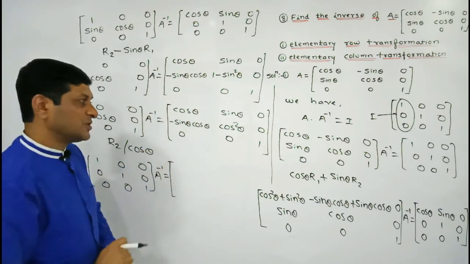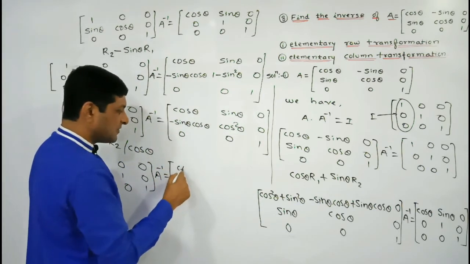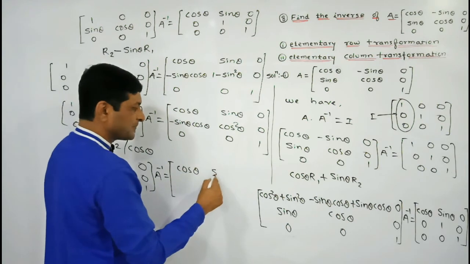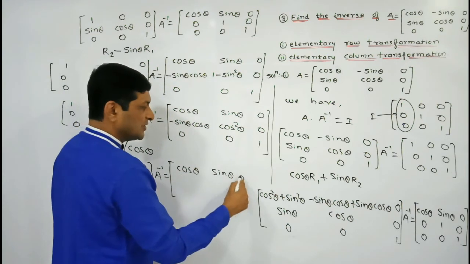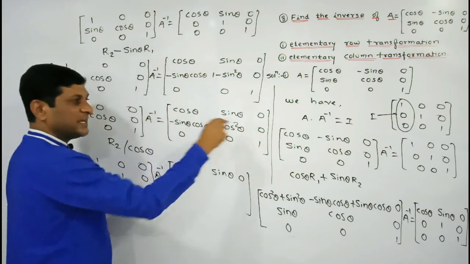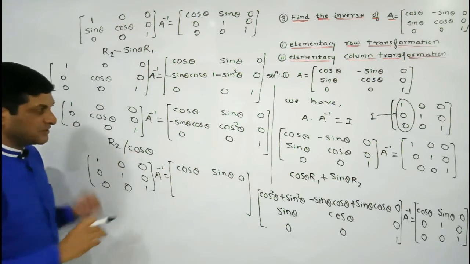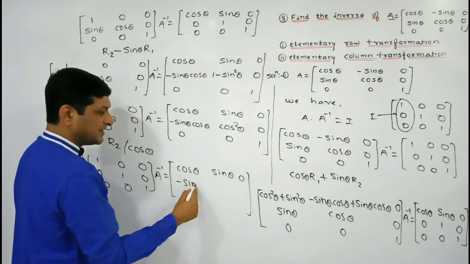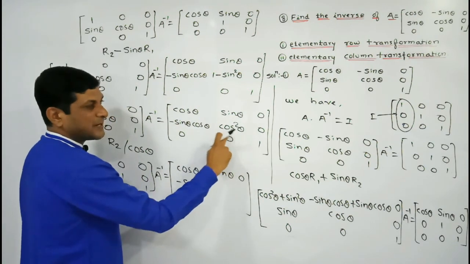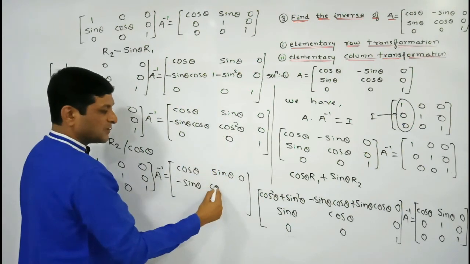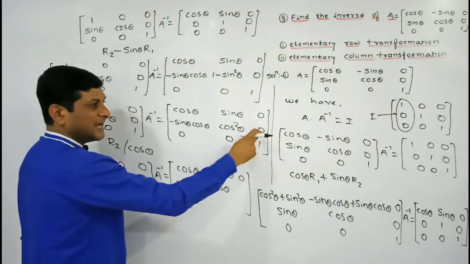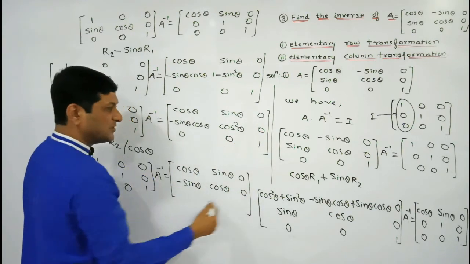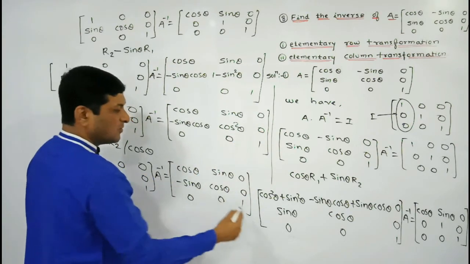Perform the same operation on this side. Keep the element of R1 as it is, cos theta, sin theta, 0. Now we are dividing the element of R2 by cos. So divided by cos, cos will get cancelled, and here we will get sin theta. Again, dividing here by cos, one term of cos from this cos square will get cancelled, leaving cos theta, and 0 divided by cos will be 0. Keep the element of the third row as it is.